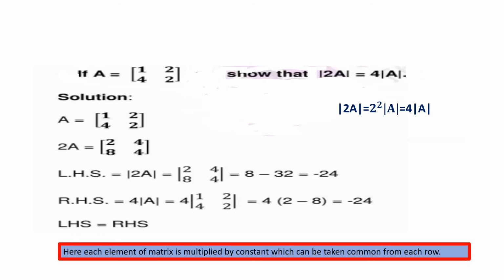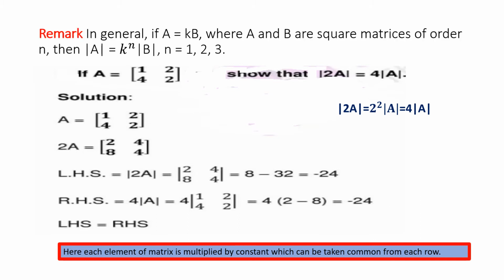Now let us understand one important property which states that if any matrix A is k times another matrix B, then determinant of A will become k raised to the power n determinant of B. Here what does this n signify? It signifies the order of the matrix.